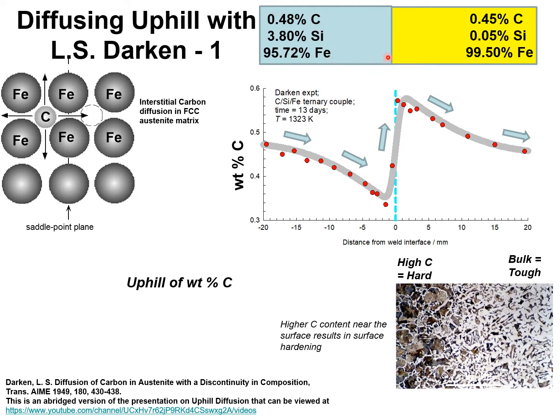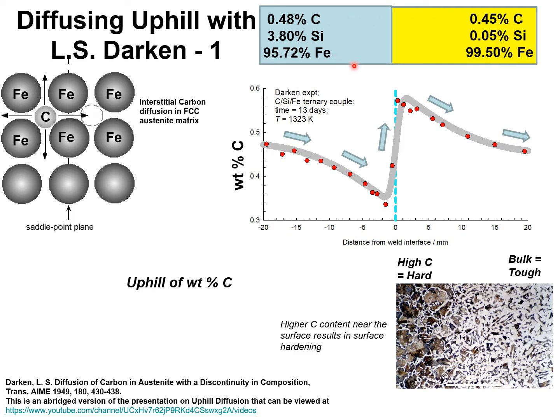On the left side, we have the composition of 0.48% carbon, 3.8% silicon, and the remainder iron. The right hand side, the bar contains 0.45% carbon, practically the same as in the left bar. Significantly lower amount of silicon, 0.05%, and the remainder iron.